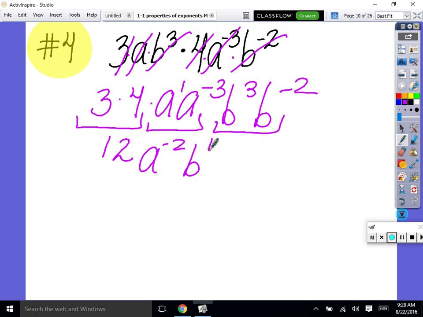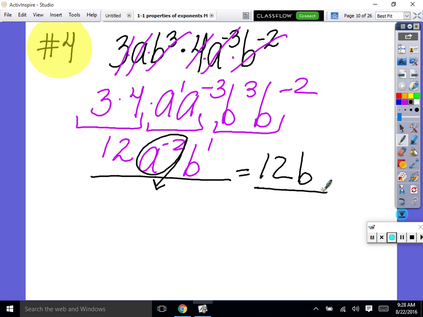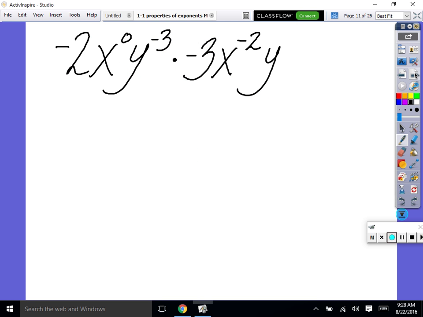Now, is this answer acceptable? No, we have a negative exponent. So we're going to flip the piece with the negative exponent over a fraction. We draw our line, 12. We are not going to flip that. So on top, we have a 12. We have a b to the first, which is b. And on bottom, we have a to the positive 2 now, right? We flipped it over a fraction. We're all comfortable? Okay. One last one, then I'm going to let you practice. Here we go.